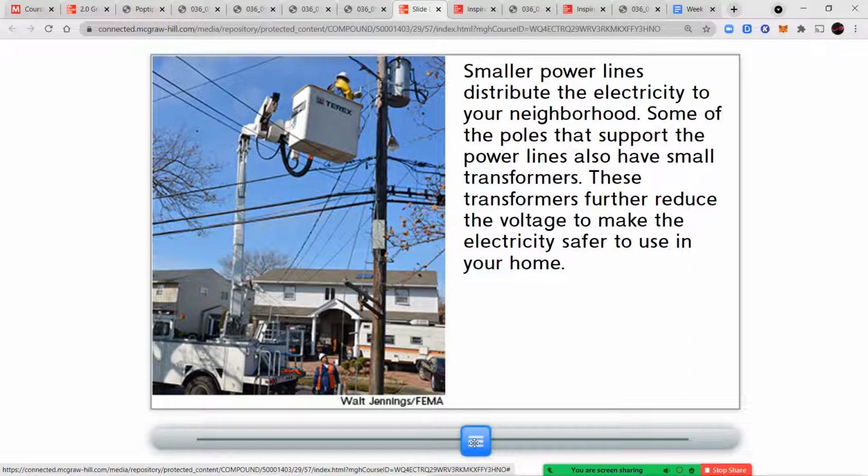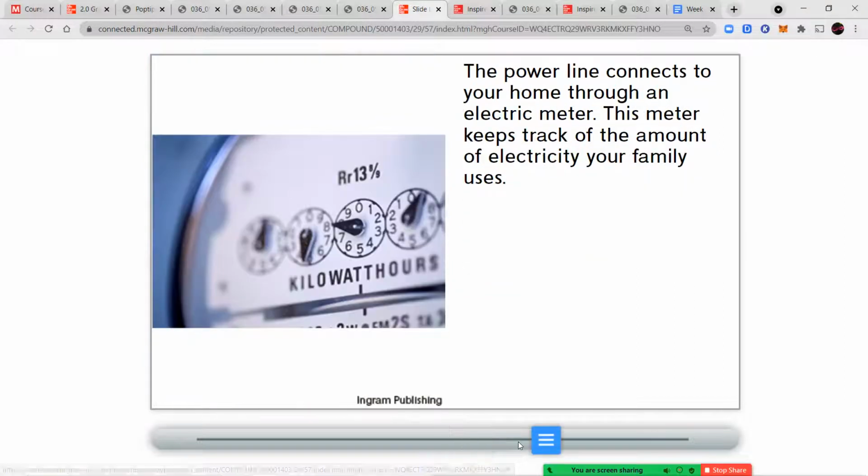Some of the poles that support the power lines also have small transformers on them. These transformers further reduce the voltage to make sure the electricity is safe to use in your home. So when it's first coming out of the power plant and those transformers increase the voltage, it's to get the electricity to travel faster and more effectively. But once it gets close to a town or a neighborhood, the voltage is too high and they need to lower it so that it's safe to use in your home.